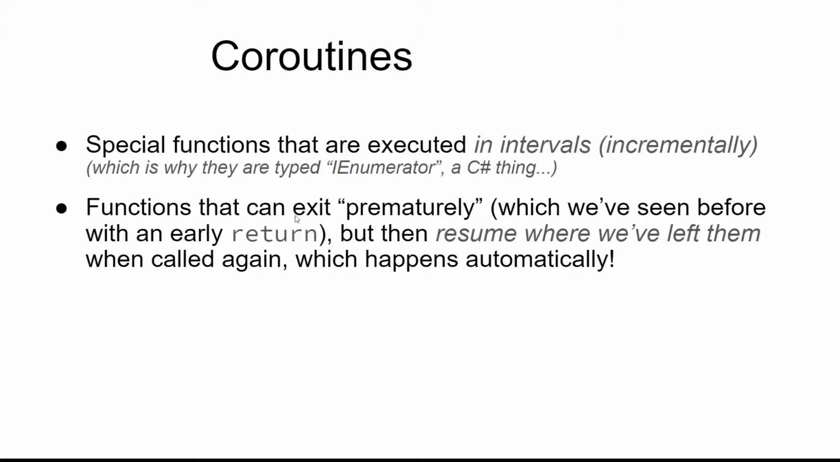They're basically functions that can prematurely exit, which we've been able to do. You may have seen premature exiting of a function before just by saying return. If you say return, like if condition return, that means you've exited the function, but you never come back. The cool thing with coroutines is you come back, right? So even after you say return, if you've said return the right way, it will resume where you left off automatically.